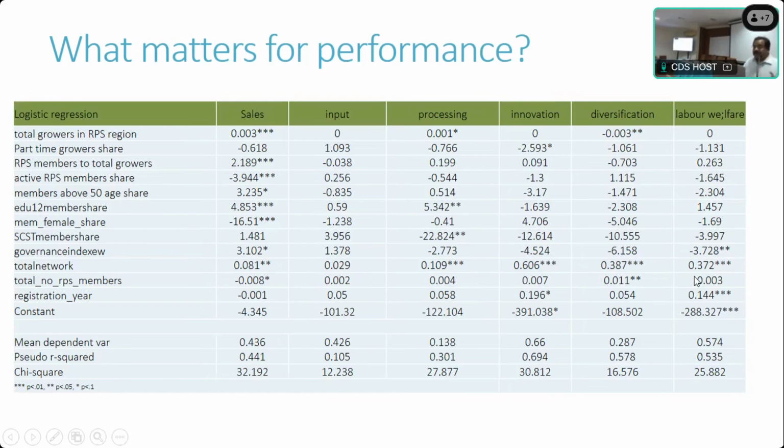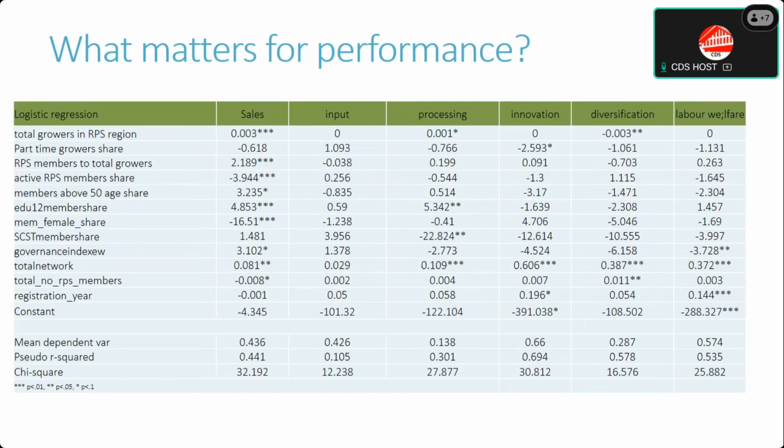So what are the factors for RPS performance? Broadly, some things very clearly pointing towards better performance are the kind of networks that you build for the RPS, and whether the RPS is actually located in a place where there are a lot of growers and a lot of full-time growers themselves. Education also seems to have a very strong effect. So these are the kind of takeaways.